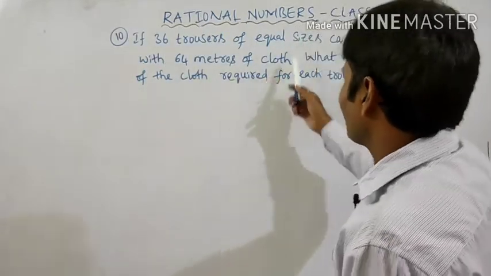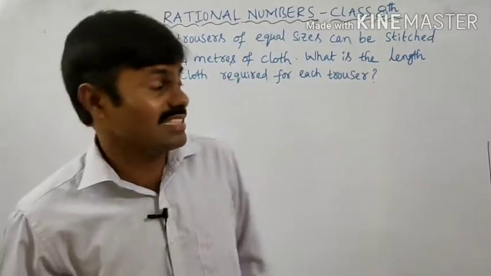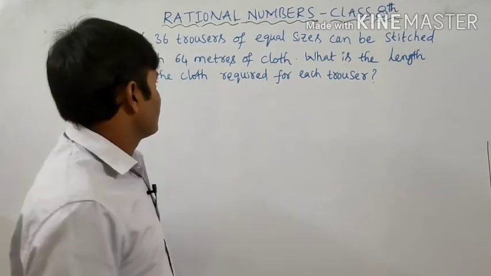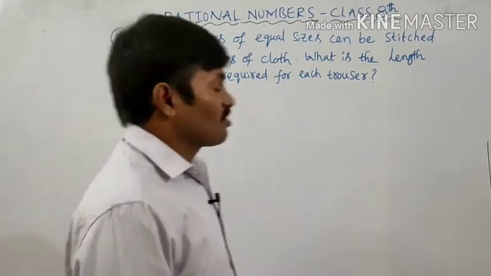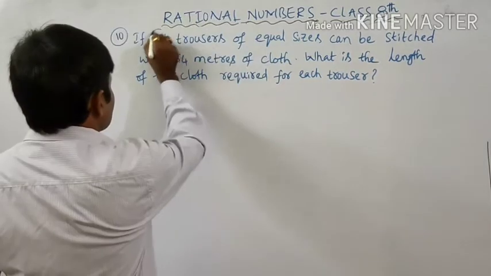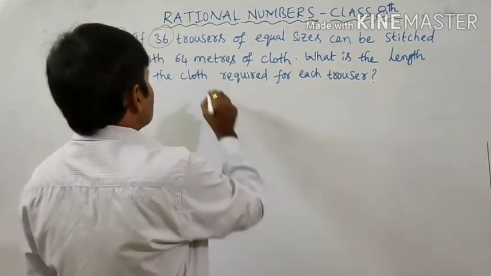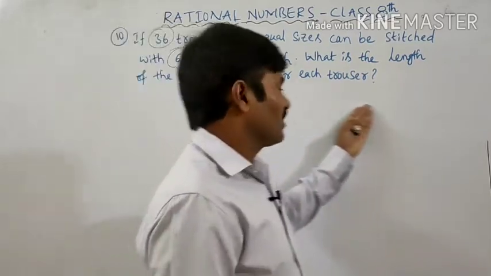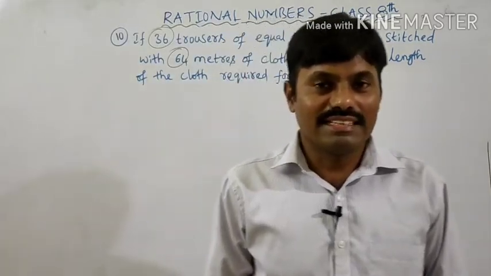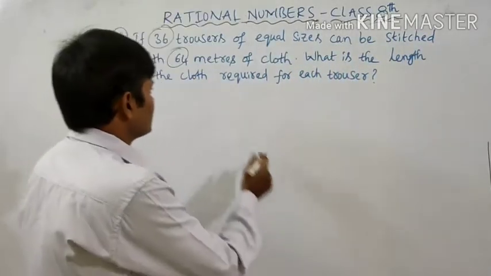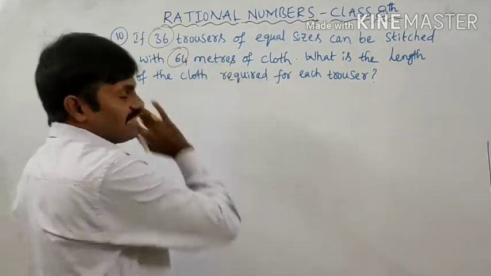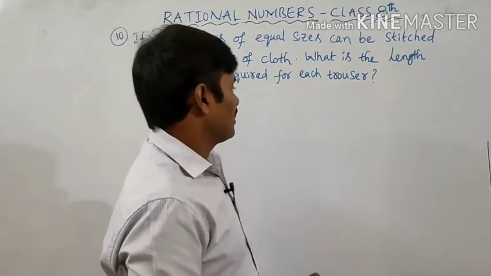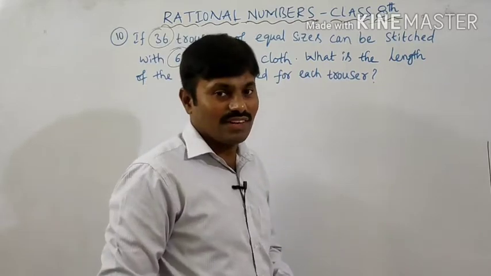If 36 trousers of equal sizes can be stitched with 64 meters of cloth, then what is the length of the cloth required for each trouser? They asked for each trouser. Simple, we just have to divide 64 meters by 36. Then we will get the length of the cloth required for each trouser.